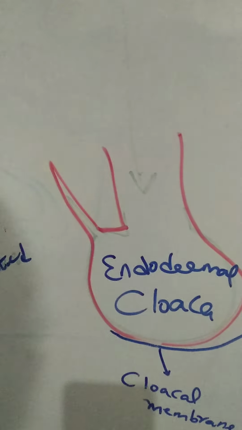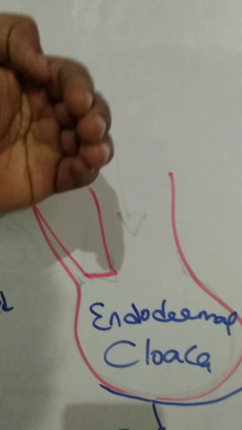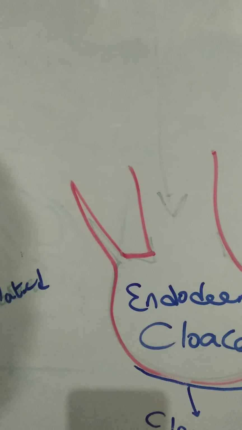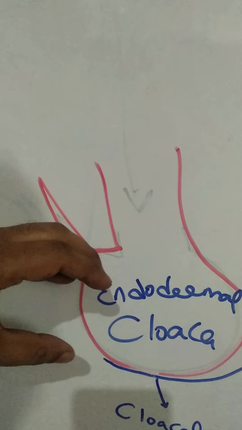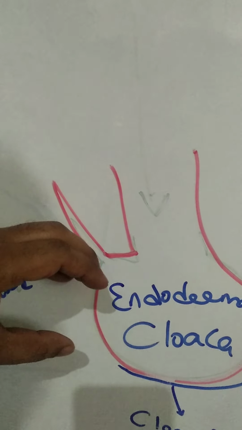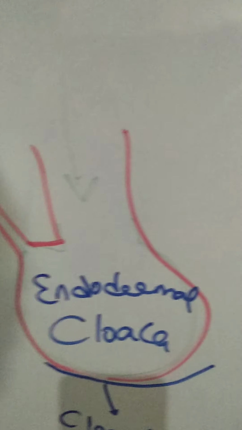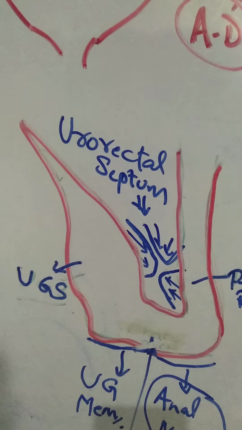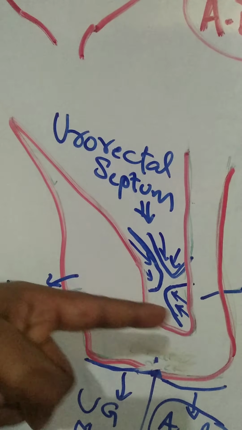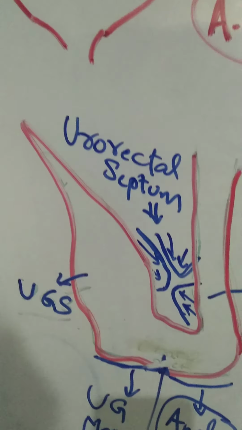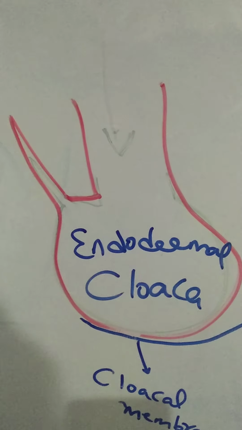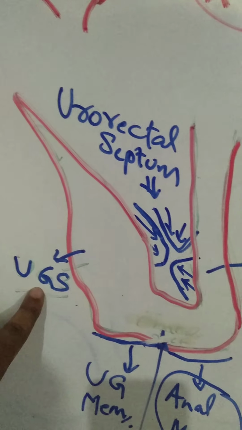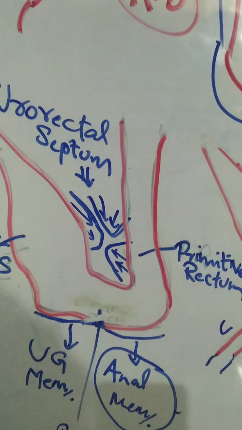Subsequently, in this endodermal cloaca, there will be a septum. That's called the urorectal septum, which divides the endodermal cloaca into an anteriorly placed cavity called the urogenital sinus, and a posterior one, the primitive rectum. You can see that here. Can you see that septum? Just now I told you, it is called the urorectal septum. There will be 2 lateral folds and 1 vertical fold coming from above, dividing the endodermal cloaca into 2 cavities: the anteriorly placed urogenital sinus and the posteriorly placed primitive rectum.